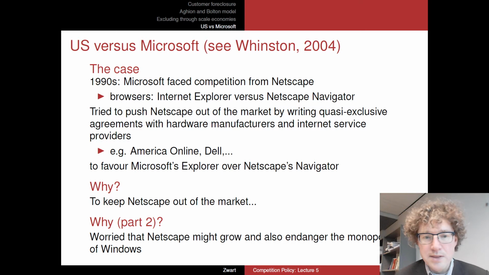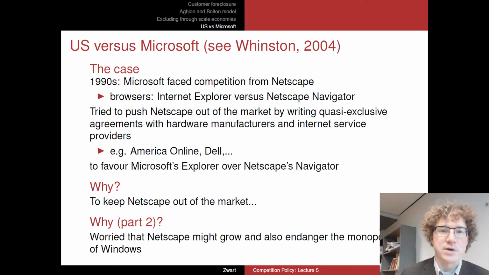The deeper reason why Microsoft might have wanted to push Netscape, and ultimately did succeed in pushing Netscape out of this market, was that Microsoft was worried that Netscape might grow not only to take over the browser market, but in the end the whole operating system market. They might endanger the existing monopoly of Windows as an operating system, by providing a platform for entering the market for operating systems through their Netscape Navigator. That was the alleged interest Microsoft had for pushing Netscape from this market.